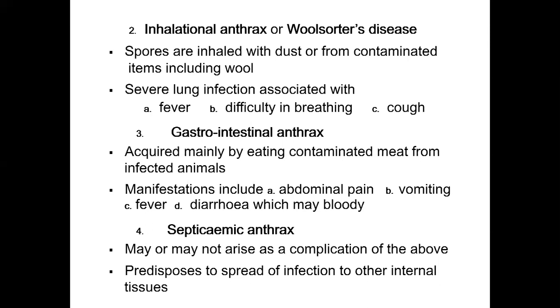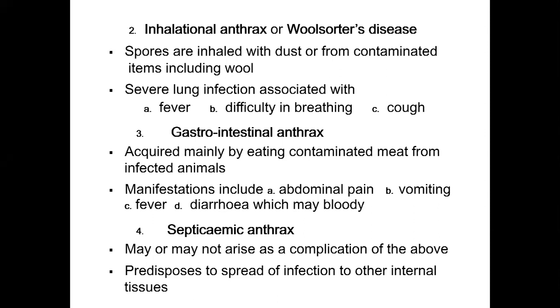Then apart from those that have clear-cut methods of entry, there's also another type that is described as septicemic anthrax. It can be detected on its own without a clear-cut previous gastrointestinal or inhalational or skin one. It can just be detected as septicemic anthrax. But most of the time, it is seen as a complication of the above three. So they tend to be complicated by septicemia due to Bacillus anthracis.